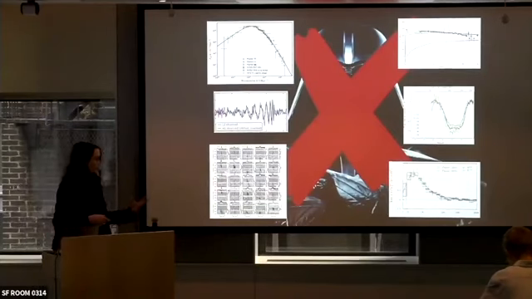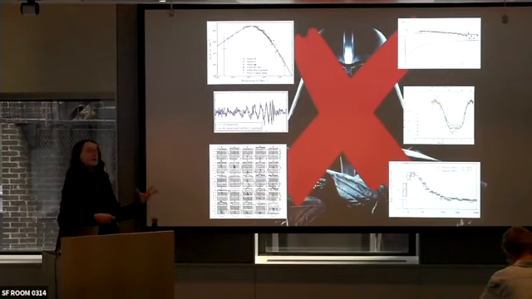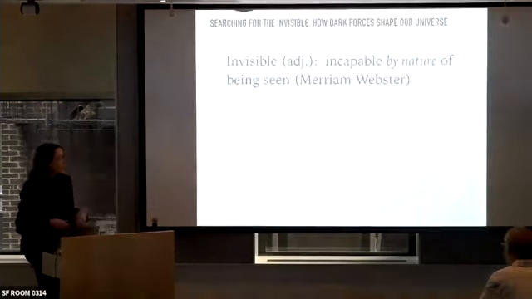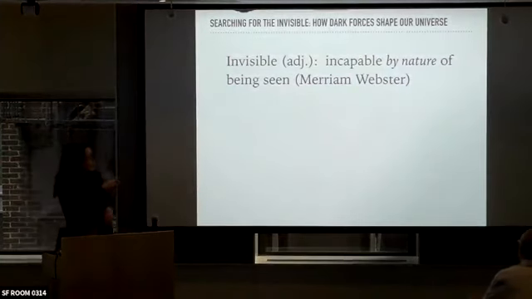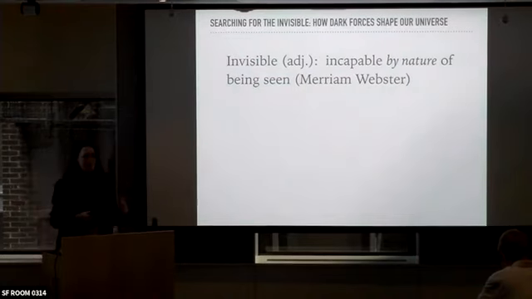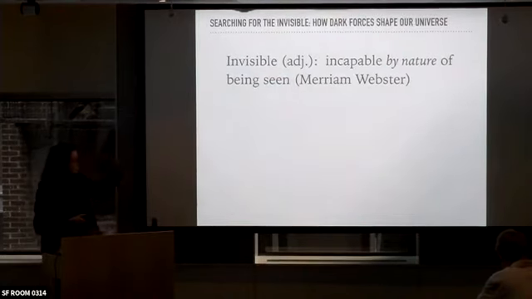Because this is something where we want to make statements with precision, let me be precise about my terms here. Going back to the title, searching for the invisible. Merriam-Webster would define something that's invisible as something that's incapable by nature of being seen. I want to be a little bit more specific.